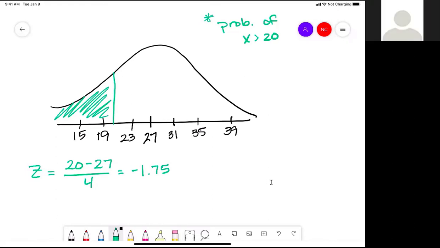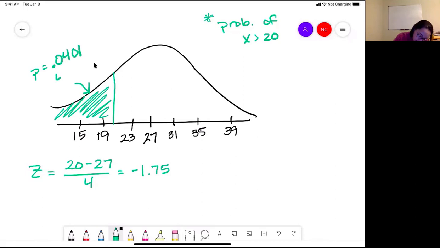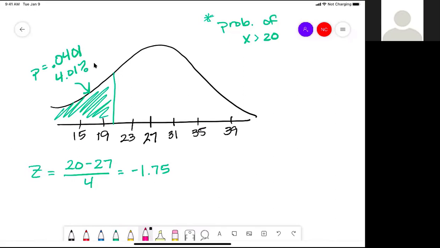Yeah, it's 0.0401. Okay, so that means this area, right? The probability is equal to 0.0401, aka 4.01%, right? But that's not my answer, because I asked, what's the probability of getting a value greater than 20? So what do I do? Subtract that from 100. Exactly, right?